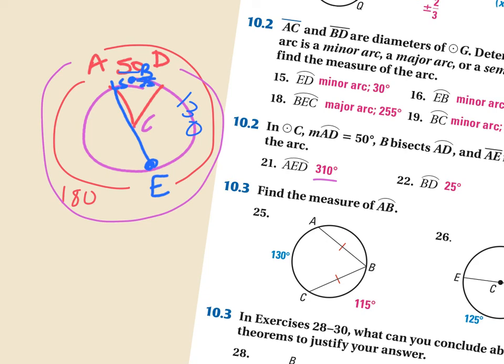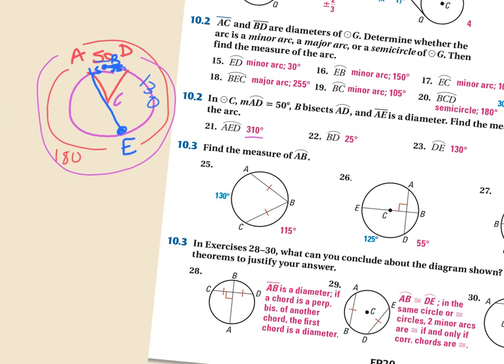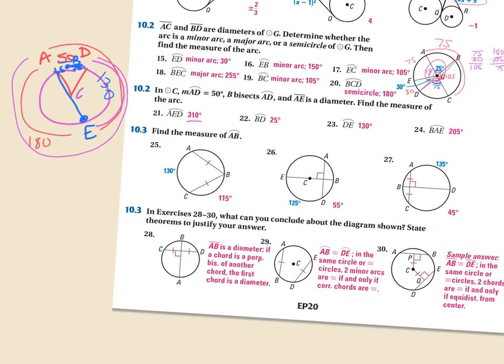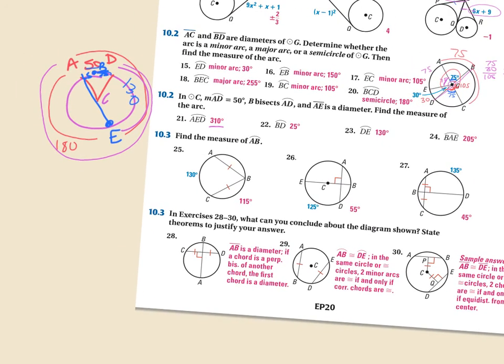BD was this little part in here, which would have been 25 because it's half the 50. DE would take you from here to here, which is the 130. And BAE, so we're going B, which is in here, AE, the 25 plus the 180, which is that 205.